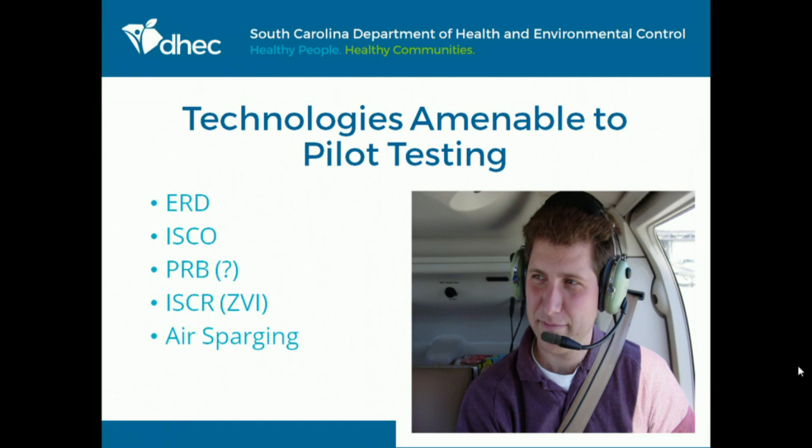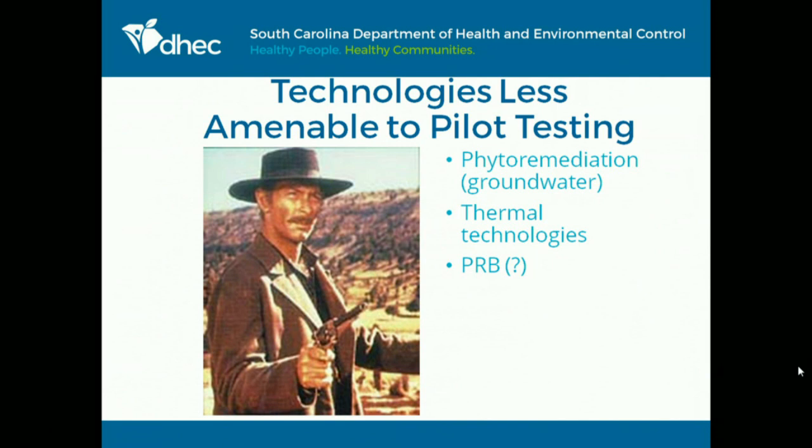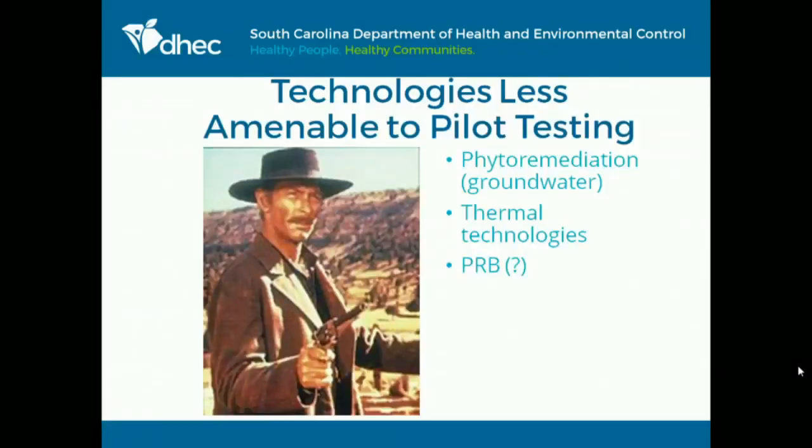Less amenable technologies, phytoremediation. It takes forever to establish a tree system to see if you're going to be able to phytoremediate something. Why would you pilot test the thermal technology? If it costs you $1 million to build the thermal system, then you might as well do full scale. And with thermal, it's more of how long does it need to operate rather than can it work. As long as it's designed properly, it should work. And again, permeable reactive barriers can be pretty expensive to pilot test.